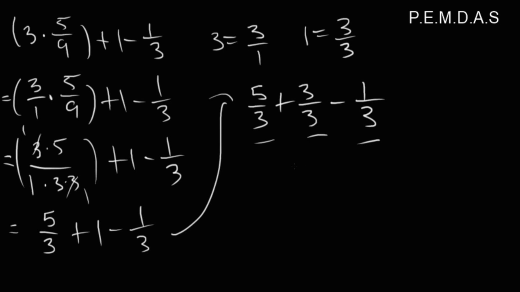We have common denominators, 3. I can put those over one line. So that's 5 plus 3 minus 1 over 3. 5 plus 3, 8, minus 1, 7 over 3. No common factors between 7 and 3, both prime numbers. So that's going to be the answer. Let's look at another example.